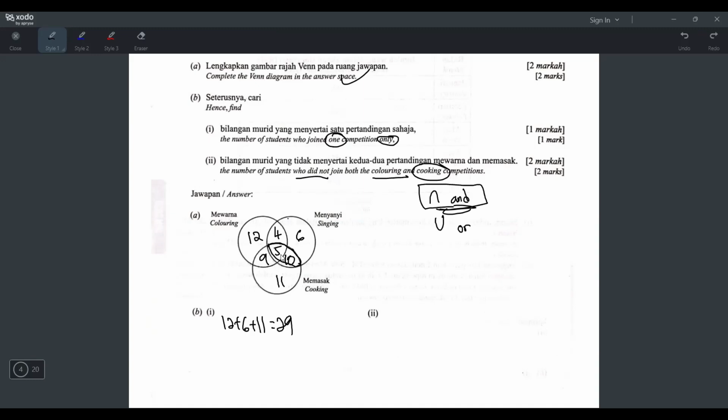Okay, 9 and 5. So 9 plus 5 is 14. But it says did not join coloring and cooking. So those who joined coloring and cooking is 9, 5, right? 9 plus 5. So those who did not join is everything except 9 and 5. So it's 12 plus 4 plus 6 plus 10 plus 11. So okay, the did not join coloring and cooking is this. So you press all these, you get the answer. So I get 43. So that's the answer.